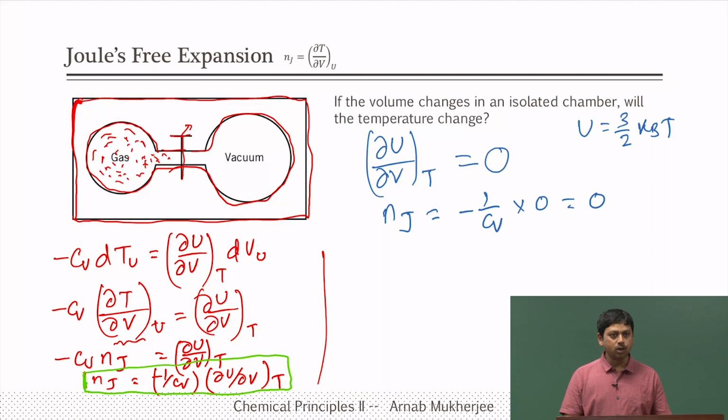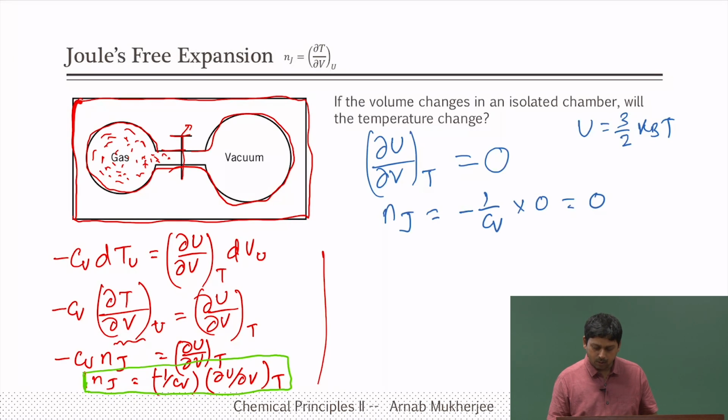So, Joule's coefficient is 0 for an ideal gas, which indicates that when we lift the stopcock or stopper, the gas will expand. However, for an ideal gas there will be no change in temperature. So, free expansion of an ideal gas does not change the temperature. We understand this from here. Now, the question is, will that happen for a real gas also or not, and we have to understand that.